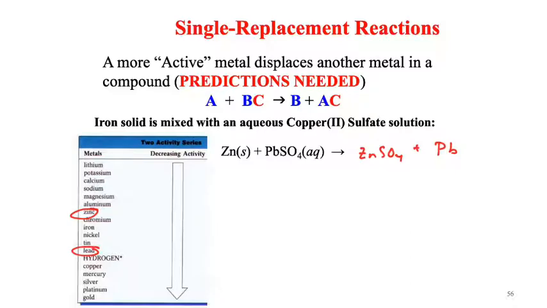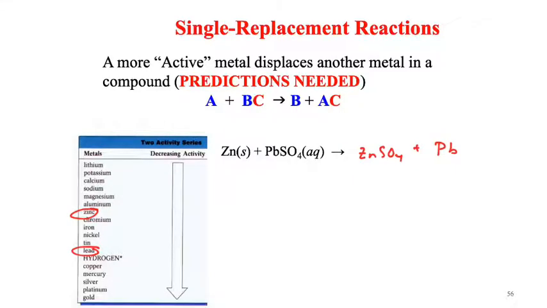Zinc being more active should be found with more things. What are our things in chemistry? I'm just going to walk to the other side of the classroom. What are our things in chemistry? Elements. Where is zinc found with more elements? In our chemical equation. Do you see zinc here? In that black box? Yes. Is it found with other elements? No. So there's no other elements.